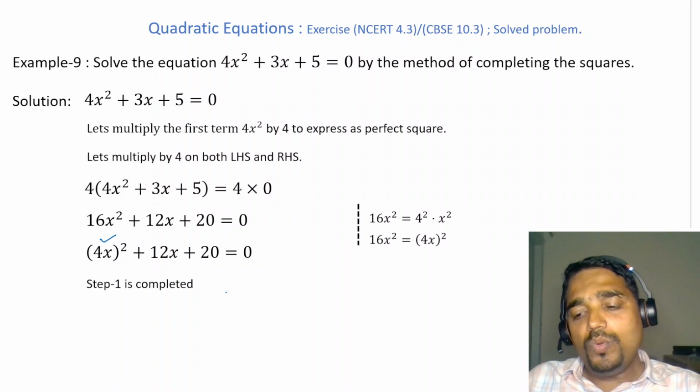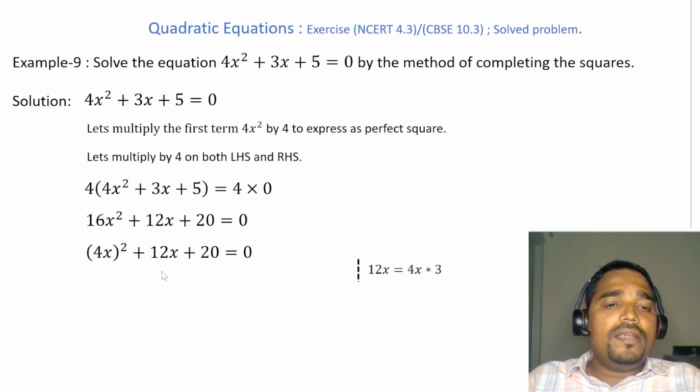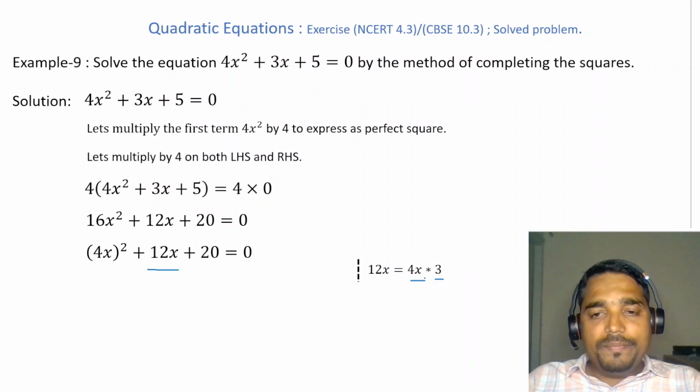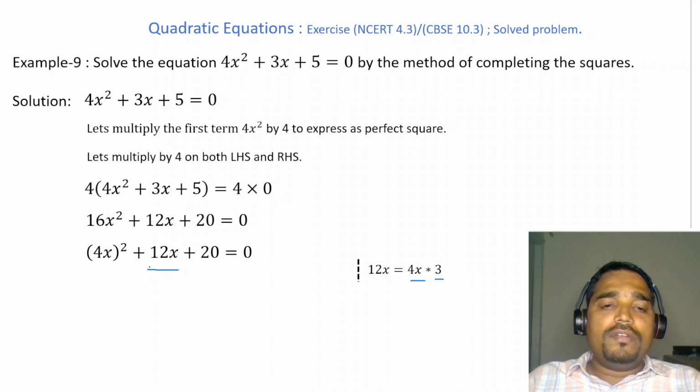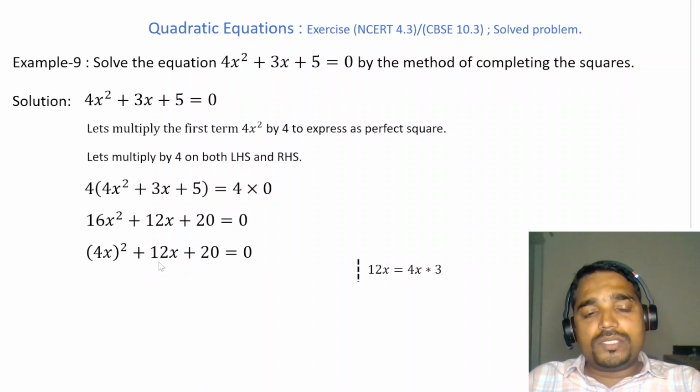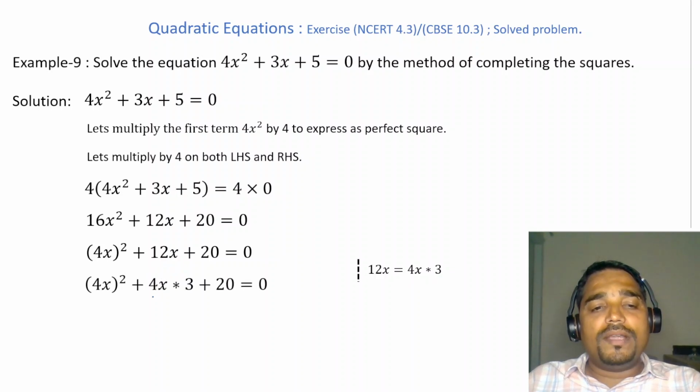Let's move to step number 2, which is to express the middle term plus 12x as a 2ab term. So 12x can be expressed as 4x multiplied by 3. Now, why we are expressing 12x as 4x by 3 is because we want to have a 2ab term, where there is a square. We have 4x whole square, therefore a is equal to 4x. In order to have a 2ab term, I'm taking this 4x multiplied by the remaining term, therefore plus 12x would be replaced with 4x multiplied by 3.